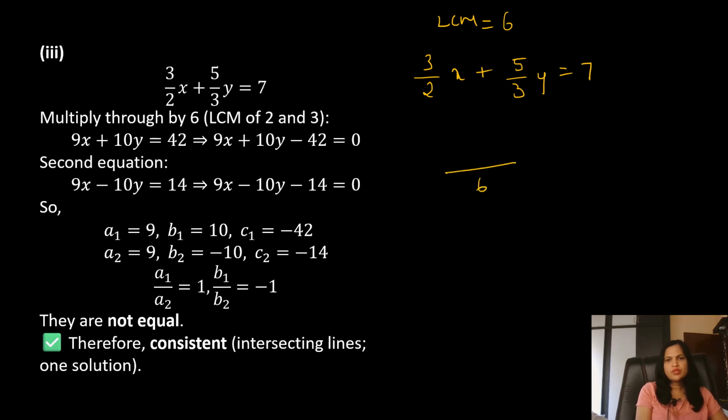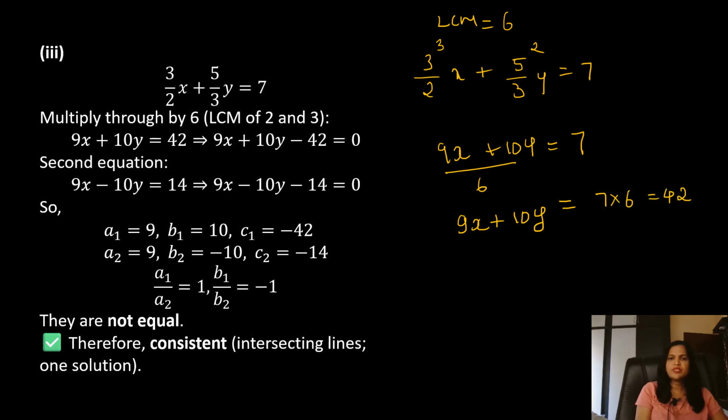6, 2 3s are 6, 3 2s are 6. Therefore, 3 3s are 9x plus 5 2s are 10y equal to 7. This 6 moves to this side. 9x plus 10y equal to 7 into 6, equal to 7 6s are 42. Let's type the 7 6s are 42. That's why you get this equation.